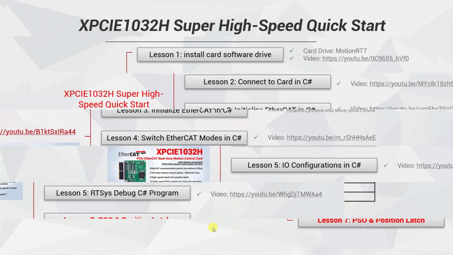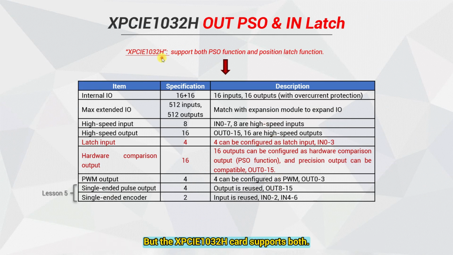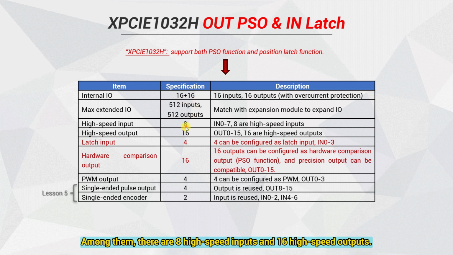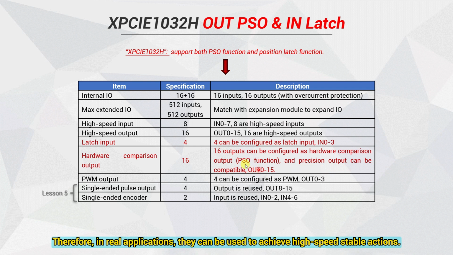Let's begin. Not all Zmotion motion controllers support PSO and position latch function. But the XPCIE1032H card supports both. It has 16 digital inputs and 16 digital outputs. Among them, there are 8 high-speed inputs and 16 high-speed outputs. In 0, 2 and 3 support position latch. Out 0 to out 15 support PSO function. Therefore, in real applications, they can be used to achieve high-speed stable actions.